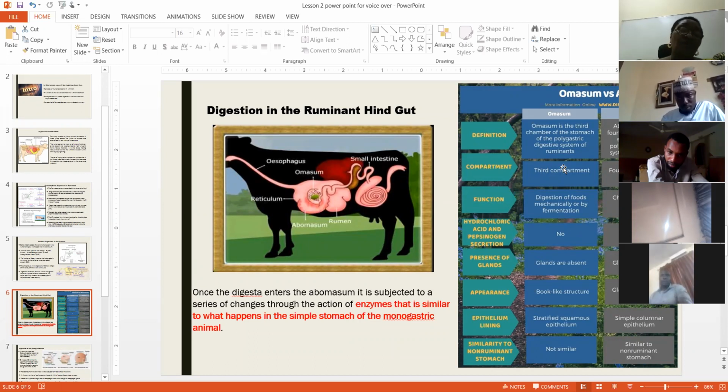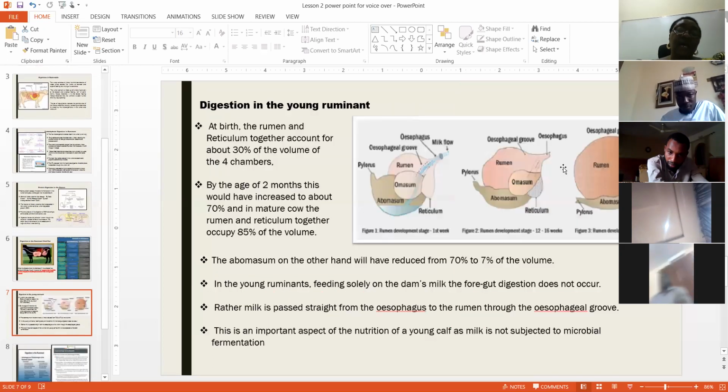the monogastric animal. And the interesting aspect that I want us to talk about is actually the system of digestion in the young ruminant vis-a-vis that of the adult ruminant. I want us to note that at birth, the stomach of the young ruminant is exactly like that of the non-ruminant. That is to say that the abomasum is the larger portion of the stomach, and that all digestion takes place as a result of enzymic activity.